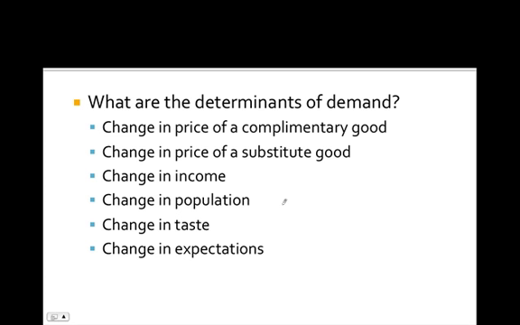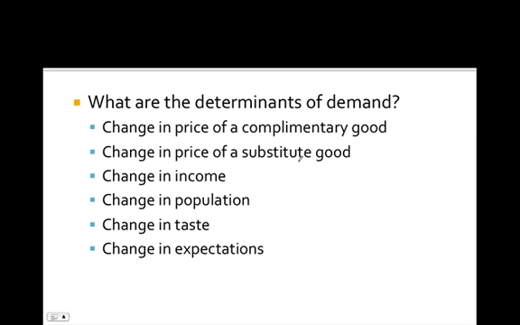All right, change in price of a complementary good. Can you name 2 complementary goods? Shoes and shoelaces, peanut butter and jelly. So if peanut butter is more expensive, we can expect that we will sell less jelly. If jelly goes on sale, we can expect that we'll sell more peanut butter. So these 2 things are complementary goods.